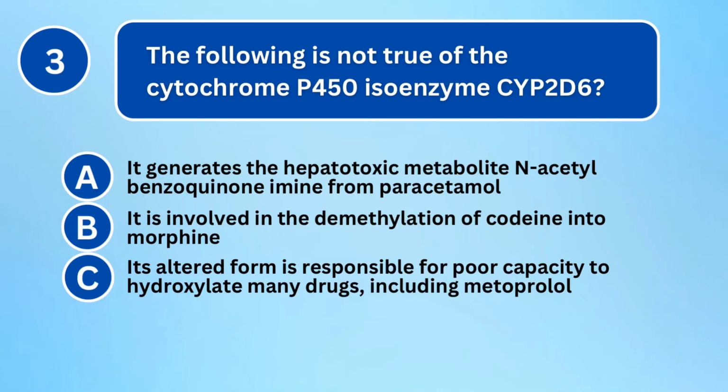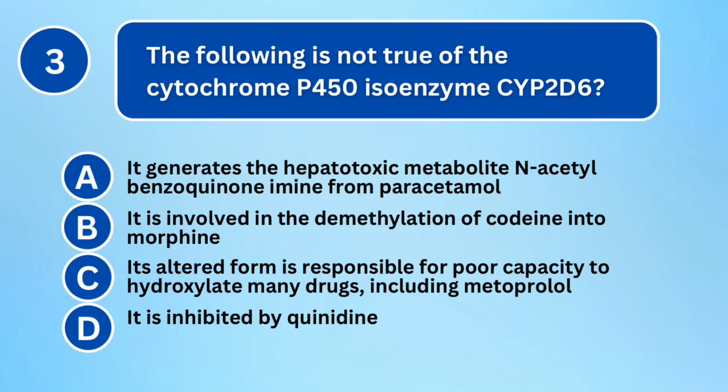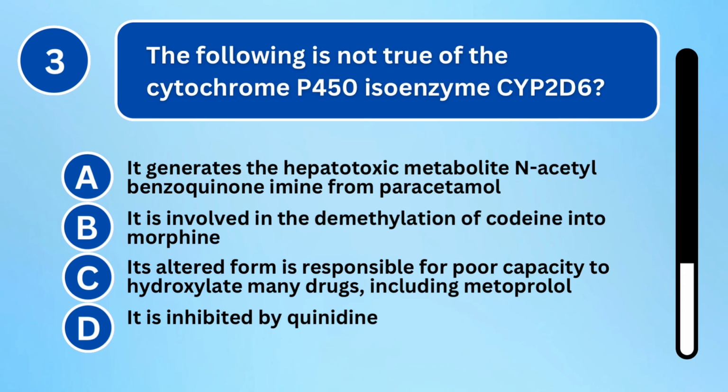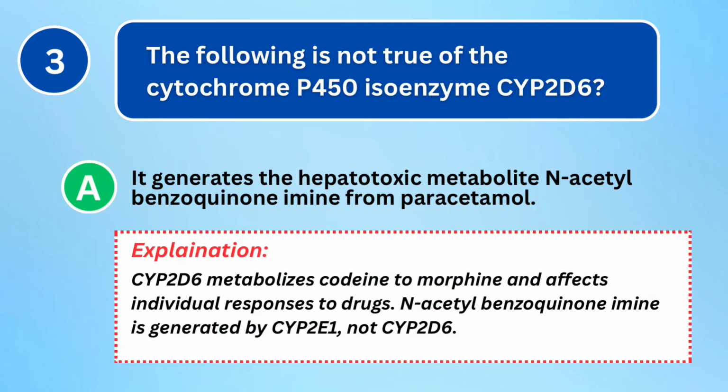The following is not true of the cytochrome P450 isoenzyme CYP2D6. A. It generates the hepatotoxic metabolite N-acetylbenzoquinone imine from paracetamol. B. It is involved in the demethylation of codeine into morphine. C. Its altered form is responsible for poor capacity to hydroxylate many drugs, including metoprolol. D. It is inhibited by quinidine. Correct answer, A. It generates the hepatotoxic metabolite N-acetylbenzoquinone imine from paracetamol.